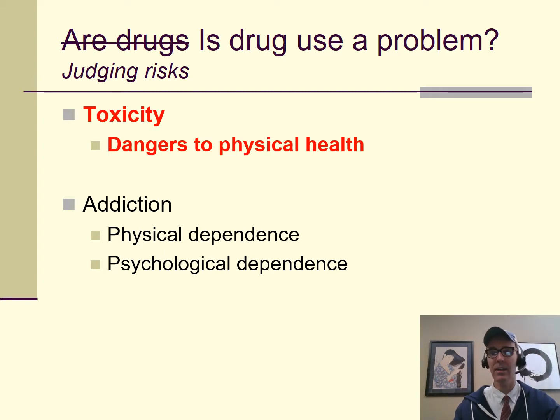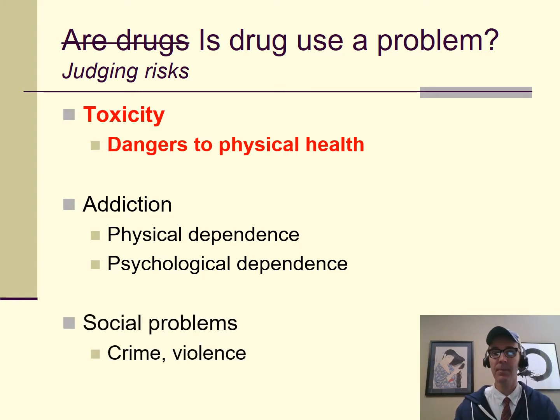In other lectures, I talk about addiction or the risk for dependence on drug. How likely is it for you to become addicted to a drug if you start using it? That's a risk that many people would want to consider if deciding whether or not to use a drug. Finally, I'm going to consider another sort of way of answering the question about drug use and problems. That is, what are some of the social problems associated with drug use? These are risks that occur sometimes for the individual and sometimes for society at large around drug use.